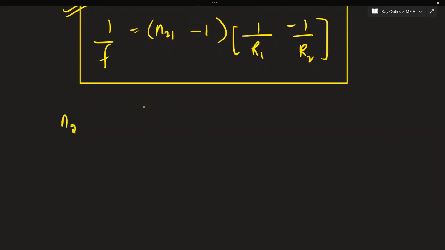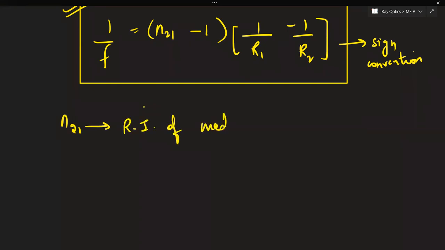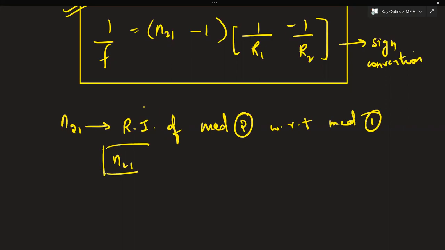Because we all know n21, we have discussed when we were doing refractive indices. See class, here also use sign convention every time I'm writing, because many students do not put sign convention when the question is given to them. Whenever you're solving numericals, do put the sign convention and then put the formulas, minus plus whatever is given. n21 means refractive index of medium 2 with respect to medium 1. So you can write n21 as n2 by n1 also. So same thing we are writing.